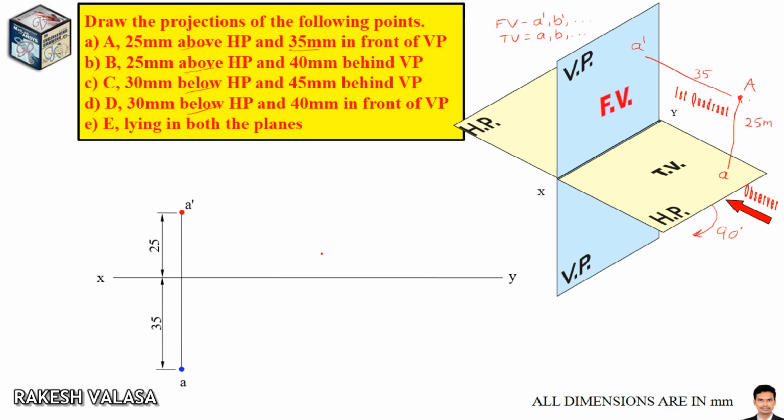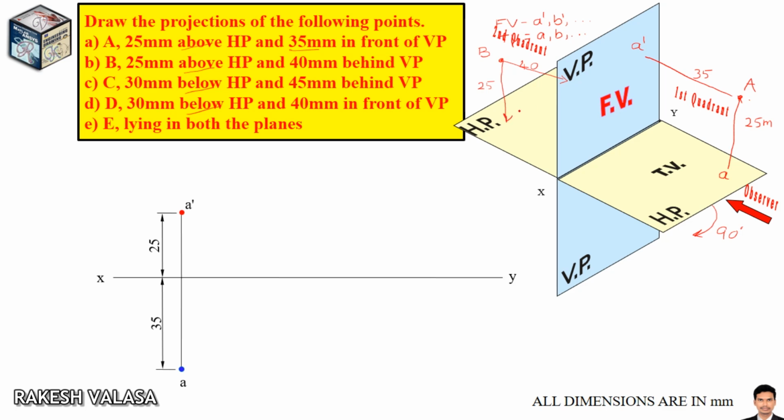Okay, this is regarding the first quadrant. Let us move to the second point, that is point B, 25 mm above HP and 40 mm behind VP. Above and behind means that the point is in the second quadrant. So this is the second quadrant. Let us take the point here, 25 mm above the HP. This point name is capital B, and 40 mm behind VP, that means 40 mm behind the vertical plane. The observer is always watching from this side. The front view projection falls on the vertical plane, and the top view projection always falls on the horizontal plane.